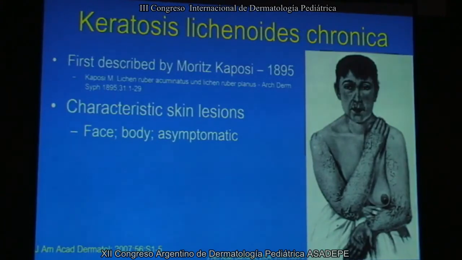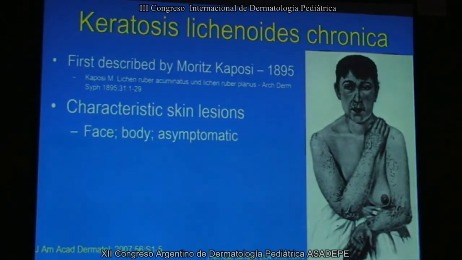Lastly, for our bonus subject, we will discuss keratosis lichenoides chronica. This is a very rare disorder that was first described by Moritz Kaposi in 1895. And I bring it to your attention because the skin lesions are so characteristic.